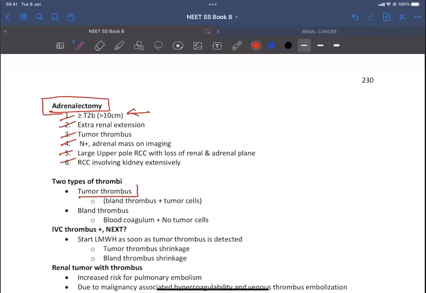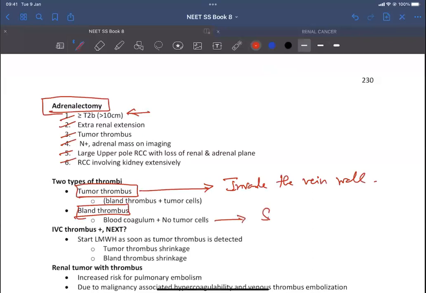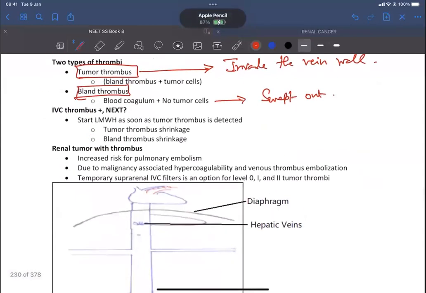So this bit we've already discussed, tumor thrombus and bland thrombus. Tumor thrombus essentially has tumor cells in it. These can invade, and bland thrombus, on the other hand, is just blood coagulum. These are easily swept away. You easily sweep these away with a finger. So what do you do?